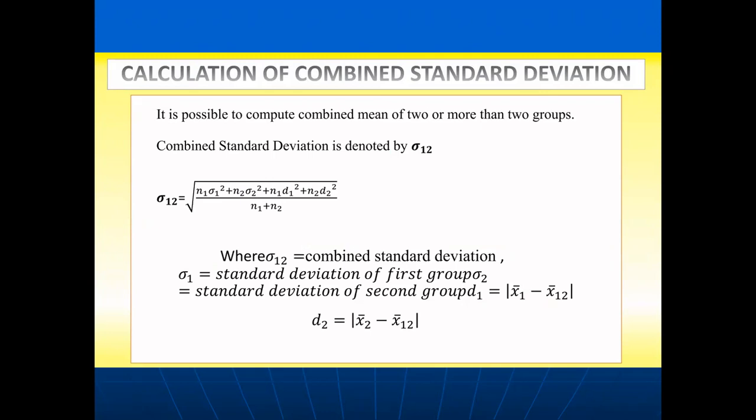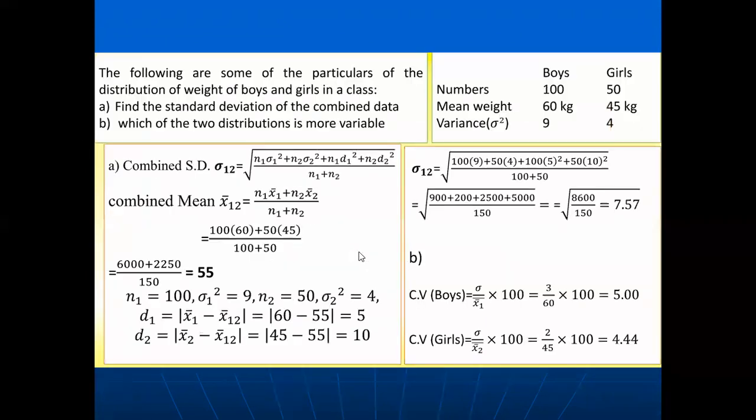It is given by the formula sigma 1 2 is equal to the square root of n1 sigma 1 square plus n2 sigma 2 square plus n1 d1 square plus n2 d2 square, divided by n1 plus n2. So in order to calculate combined standard deviation, first of all, you have to calculate the combined arithmetic mean. Based on that only, we can calculate the combined standard deviation.